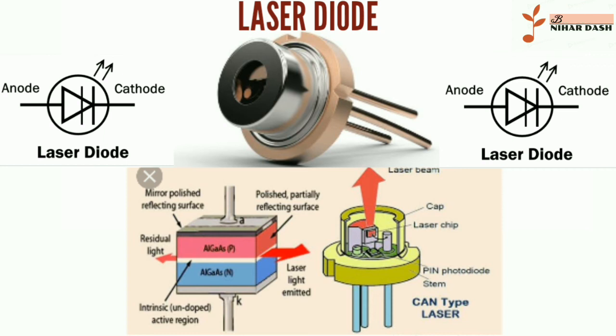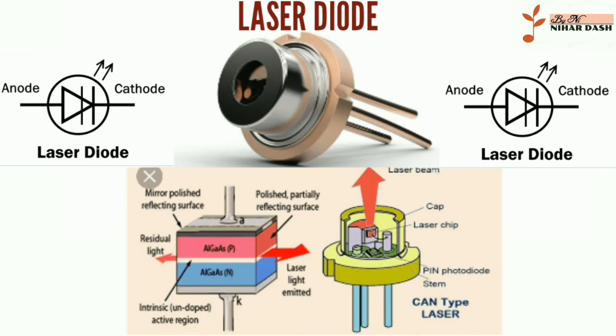Working of laser diode. The working of a laser diode involves three processes: absorption, spontaneous emission, and stimulated emission. Let's first understand the process of absorption. Consider two energy levels E1 and E2. For simplicity, let us assume E1 is the lower energy level and E2 is the higher energy level.